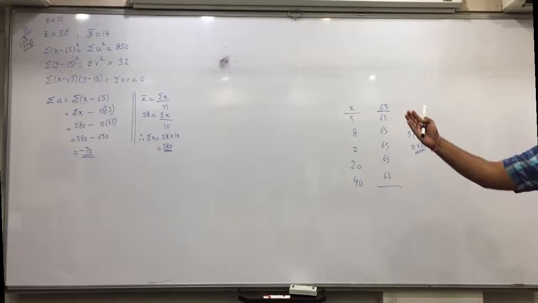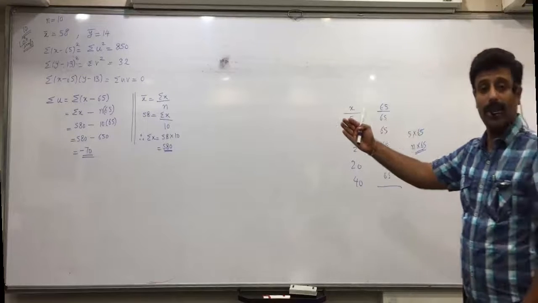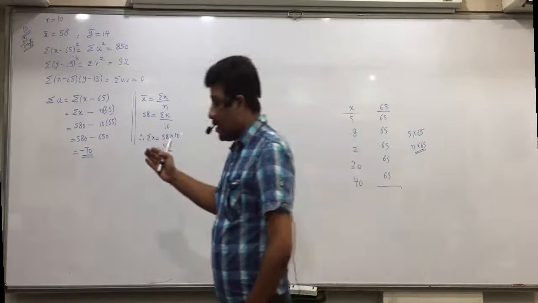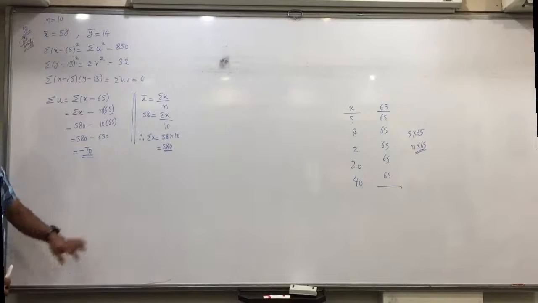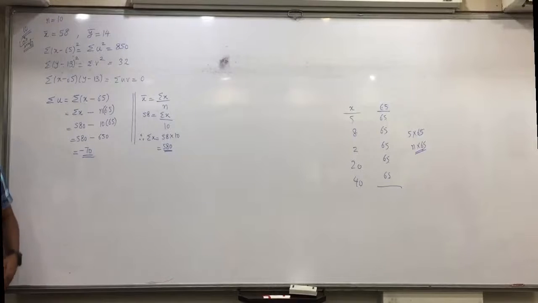Who wants me to explain this once again? Sigma u calculation. Raise your hand. So I'll do it for sigma v. All are clear with it? Who are able to get sigma v? What is it coming to? 10. Now those who are not clear, see here.